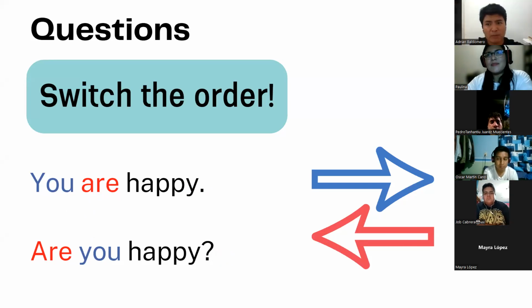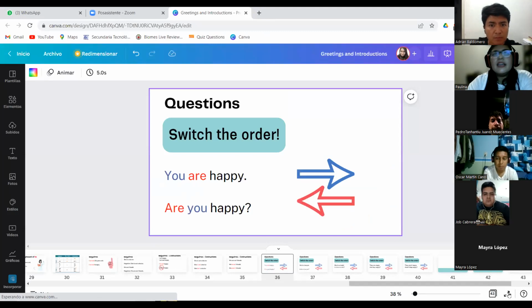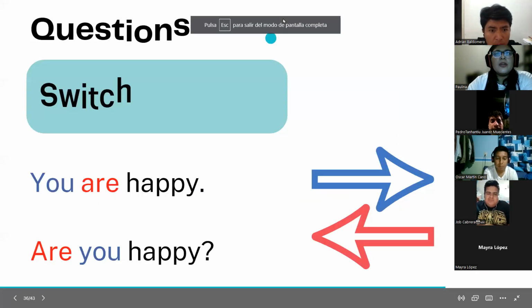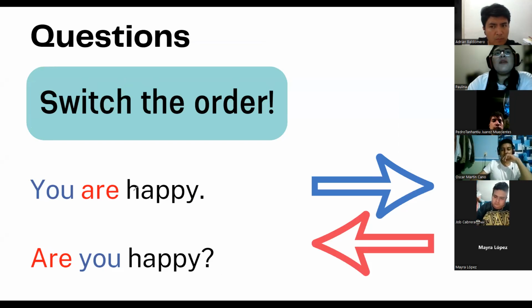Okay. ¿Preguntas, chicos? ¿Todo claro? No, ¿puedes volver a repetir el cómo es, por favor? Sí. Déjame, abro los controles. Aquí está. ¿Qué es lo que voy a hacer? Yo voy a cambiar el orden de mi pronombre y de mi verbo. En una oración normal, mi pronombre va primero. You, I, they, he, she, it. Y mi verbo va después. Am, is, are. You are.